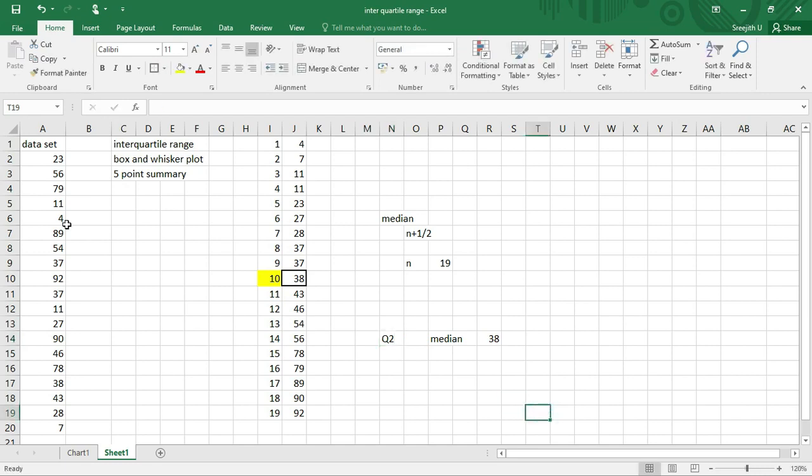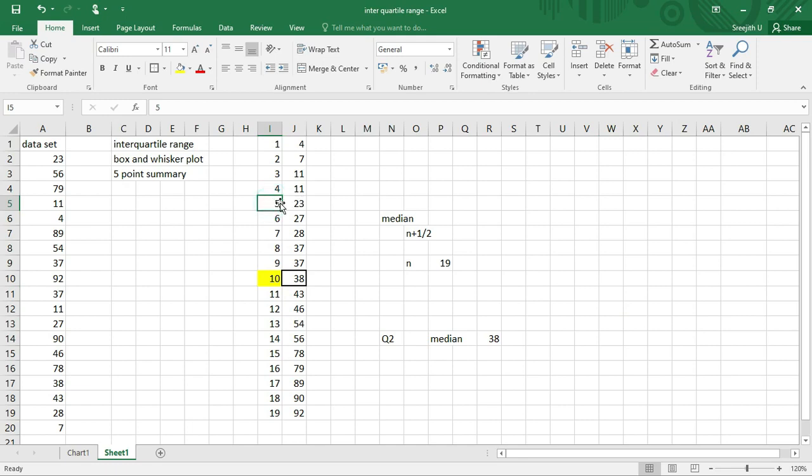Now I have to divide the whole data set into 4 parts in such a way that each part will have 25% of the observations. I've already divided into 2. Now let's look at the lower part, whatever is below 38. I exclude 38 and find the midpoint of these 9 values. There are 9 observations, so 9 plus 1 is 10, 10 by 2 is 5. So I need to find the 5th observation.